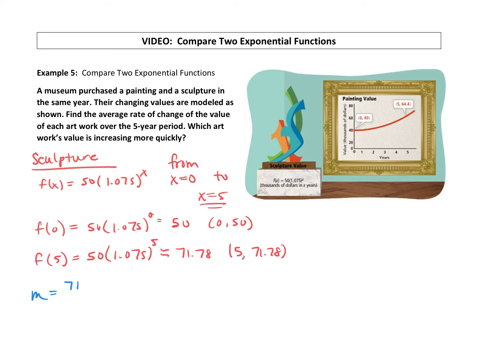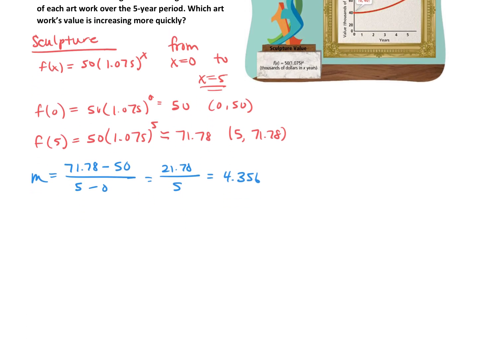So we're going to take our y2, 71.78, minus our y1, 50, all over our x2 minus our x1. This is going to get us a 21.78 divided by 5. And when we divide that out, we get 4.356. What that means is that the sculpture value increased at an average rate of $4,356 per year. All right, so there it is typed in, so it's easy for you guys to see. So go ahead and write that in.